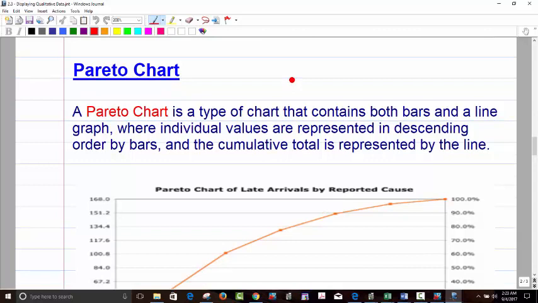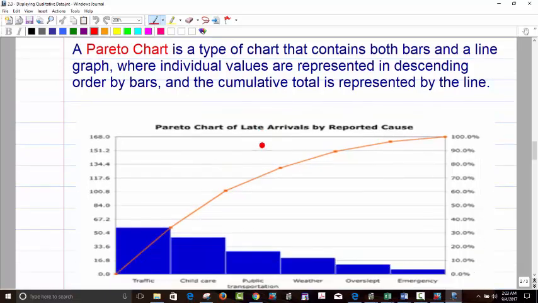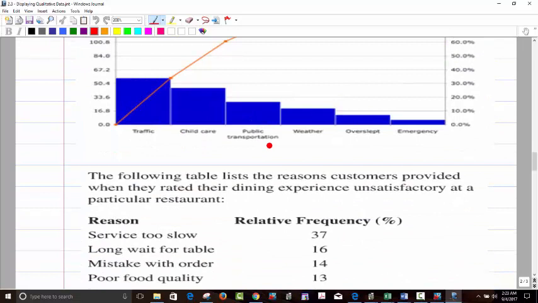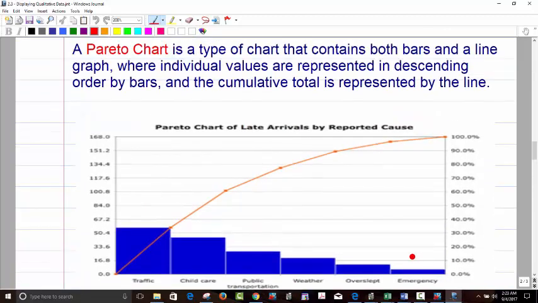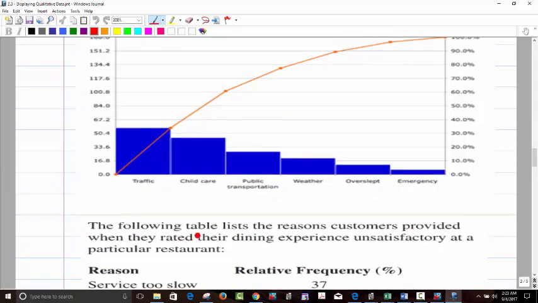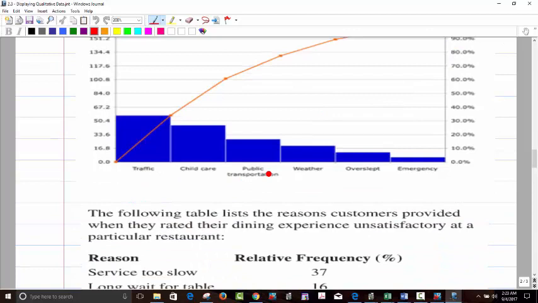Now we have something called a Pareto chart that contains the bars and also a line graph, where individual values are represented in descending order by bars, and the cumulative total is represented by the line. These are charts that rank things. This one was based on late arrivals by reported cause, and they always put Pareto charts in descending order like that. That is intentional. So these are all the reasons for late arrivals: traffic, child care, public transportation.